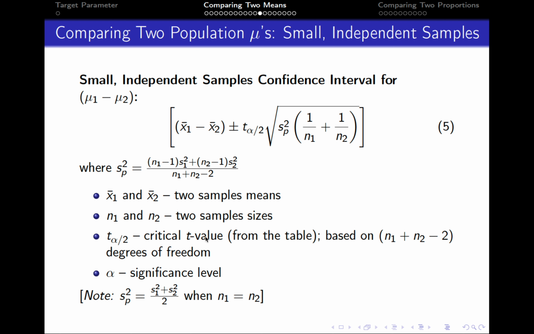And as for the critical t-value, in addition to knowing the level of significance, we also need to know degrees of freedom. And in this case, the degrees of freedom will be calculated as n1 plus n2, so two sample sizes, minus 2. And there is a small note for you: when n1 is equal to n2, sp squared reduces to the following formula, so sample variance 1 plus sample variance 2 divided by 2.